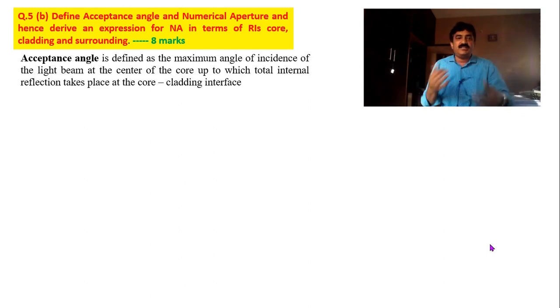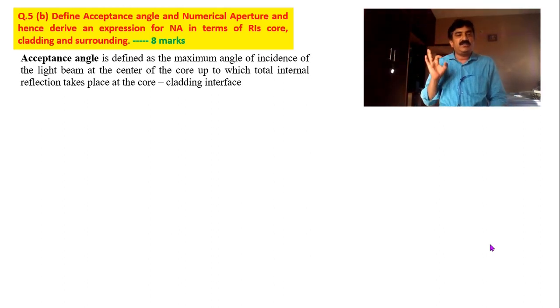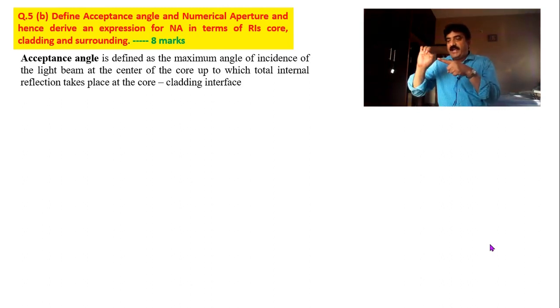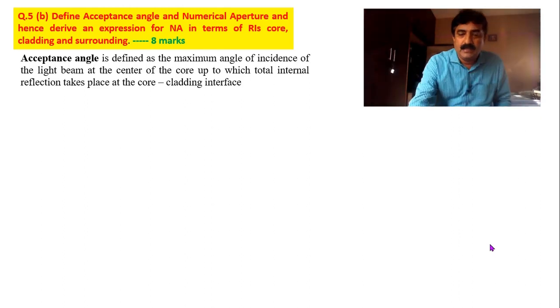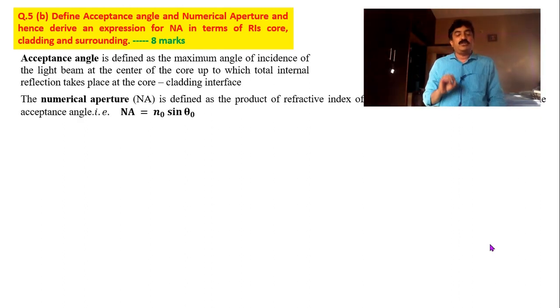Critical angle condition is not satisfied. So this is the definition of angle of acceptance. It is a maximum angle at which the ray enters into the fiber and continues to travel within the fiber. This maximum angle of incidence is known as acceptance angle. Well, next is numerical aperture. Numerical aperture, actually it is defined like this.